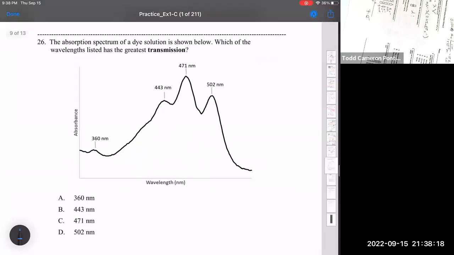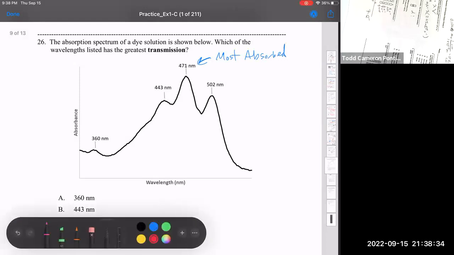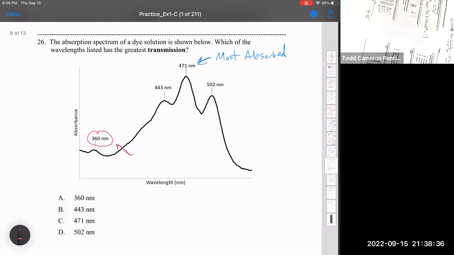Okay, 26. The absorption spectrum of a dye is shown below. Which wavelength listed has the greatest transmission? So the higher up it is, the more absorbed. The lower it is, the more transmitted. Which means 360 is the most transmitted.